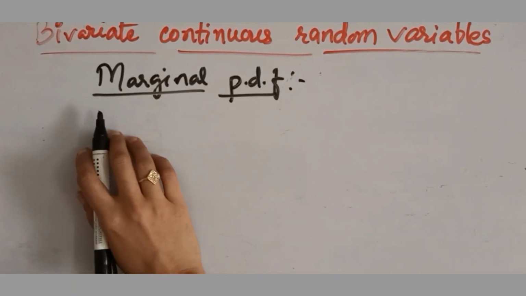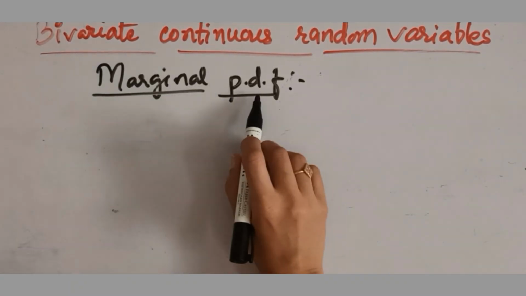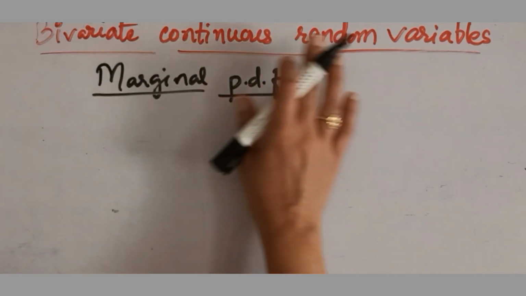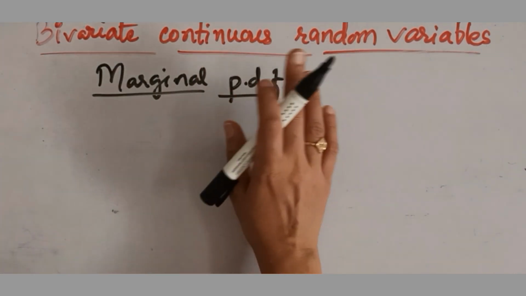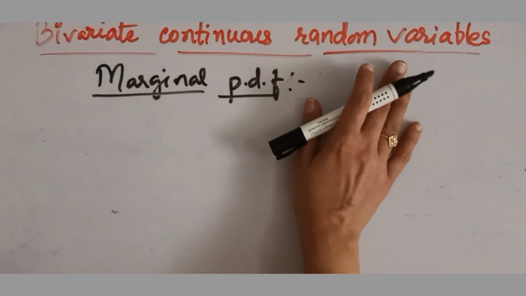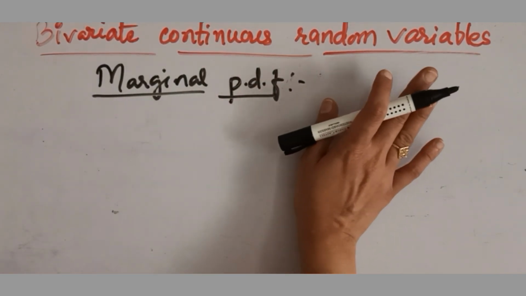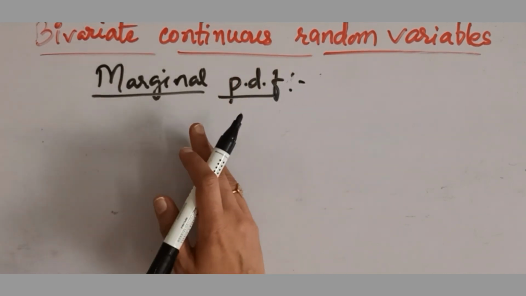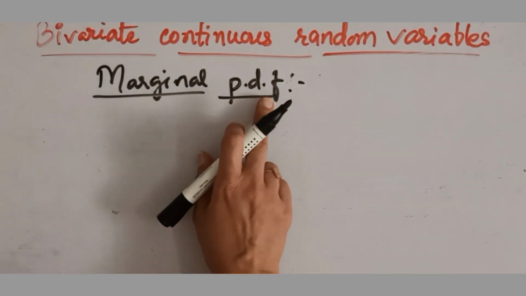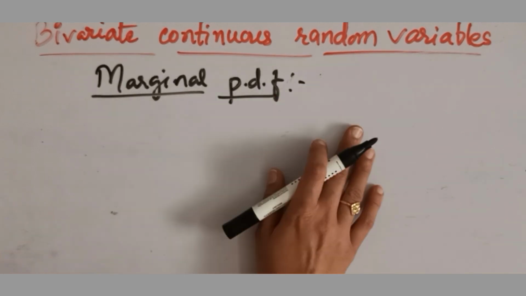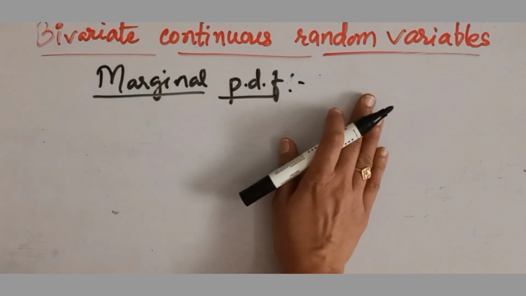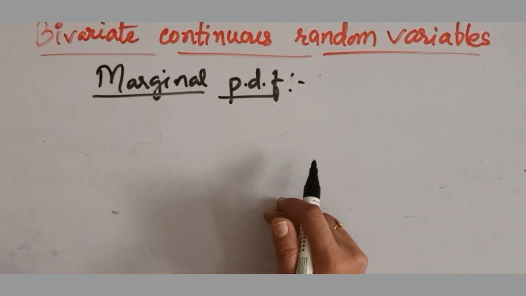Now let us see what is the marginal probability density function. This is defined only for a bivariate continuous random variable, because in the case of a one-dimensional continuous random variable you had just the probability density function. That's all. No marginal density function, no conditional density function. Marginal probability density function has two types: marginal probability density function of x and marginal probability density function of y.